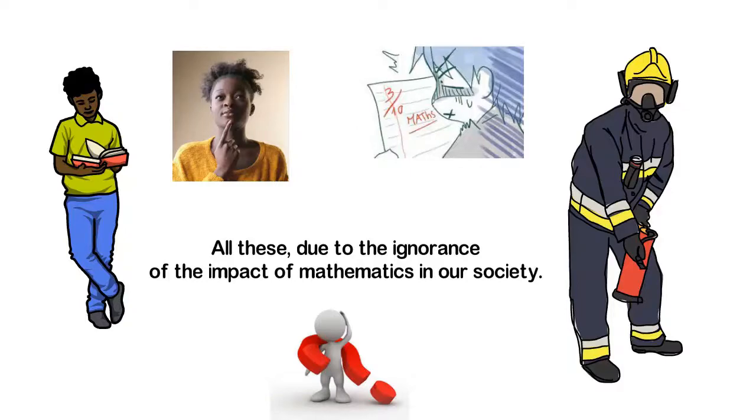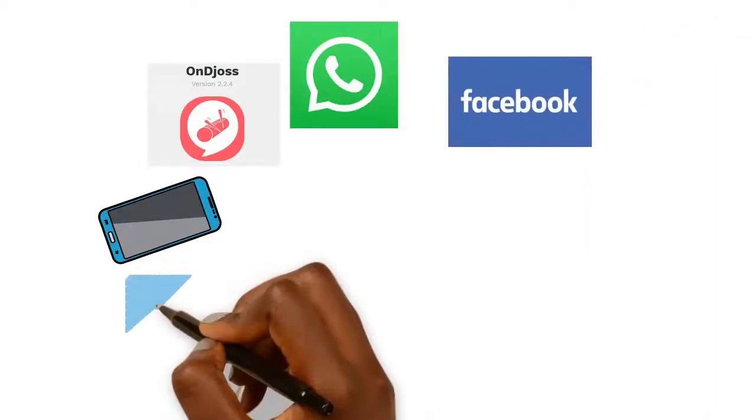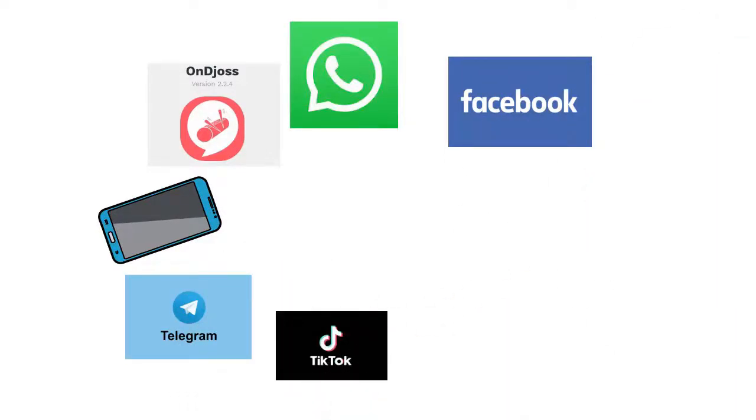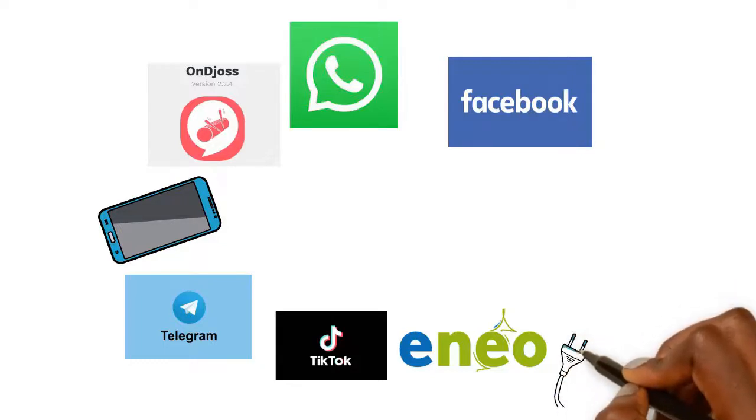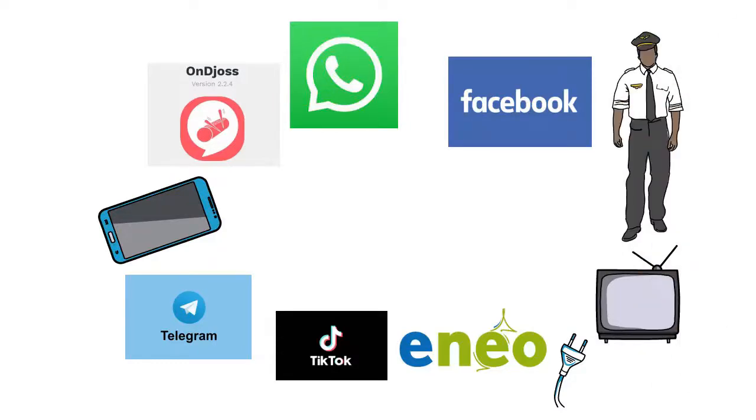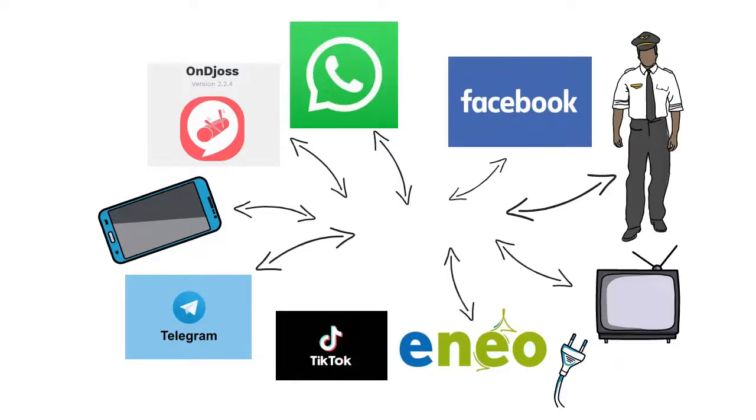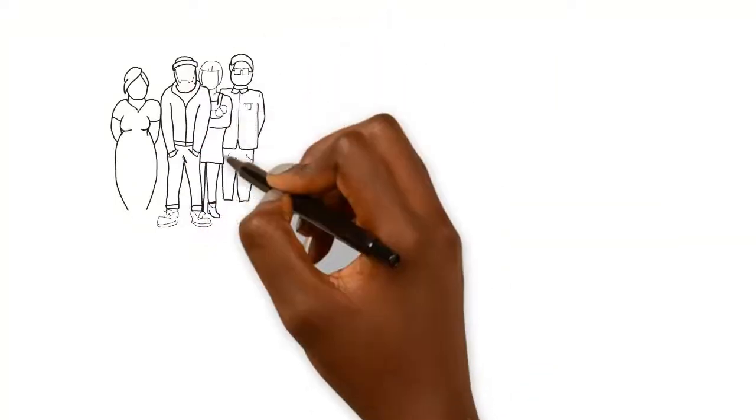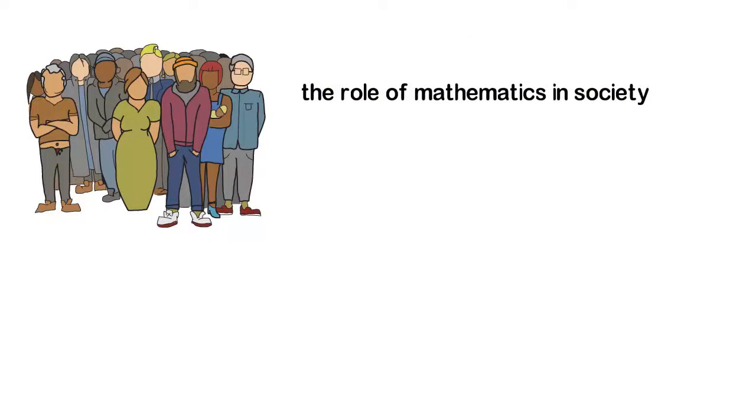Indeed, many students and parents are aware that a smartphone is an electronic product. Mobile applications like WhatsApp, Facebook, Telegram, TikTok are computer achievements. The Eneo company, which supplies energy to the household, operates in the field of electricity. Television is an important information media. The airplane pilot is an expert in aviation, and so on. But what they do not know is the close relationship that these different sciences, fields, activities, products, and applications have with mathematics. In this training unit, I will discuss with you the role of mathematics in society.